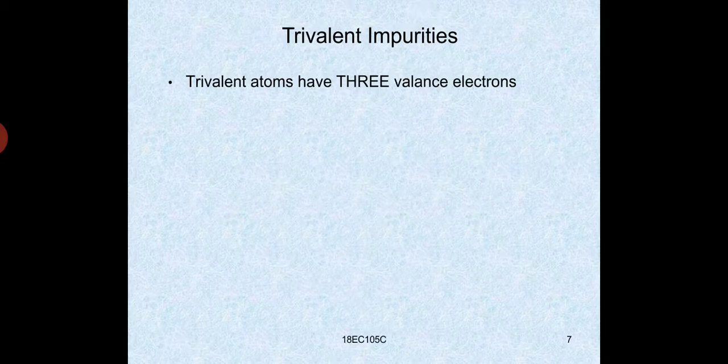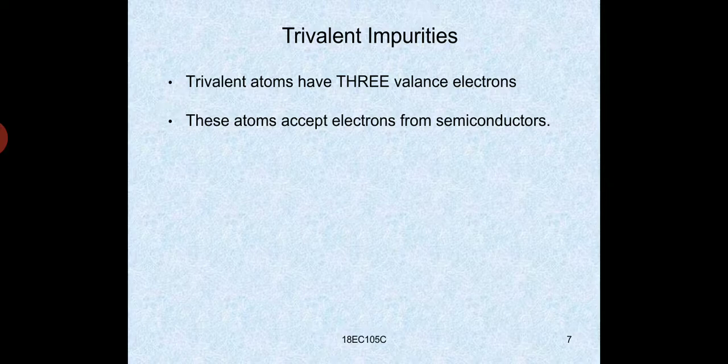Now let us see trivalent materials. Trivalent atoms have 3 valence electrons. That means the outermost orbit has only 3 electrons, and these atoms accept electrons from semiconductor materials. Because they are going to accept electrons, they are also popularly known as the acceptors.